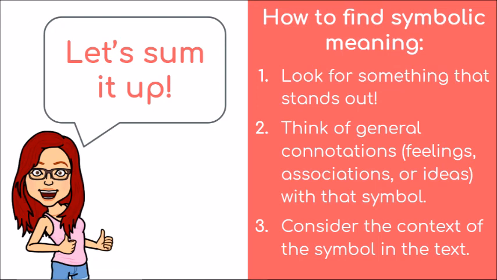So to recap our 3 steps to finding symbolic meaning, the first thing you do is look for an object that stands out in the text, whether because it's described in great detail or it's repeated a lot. Then think about general connotations we have with an object like that. And lastly, consider the context of that object in the story.